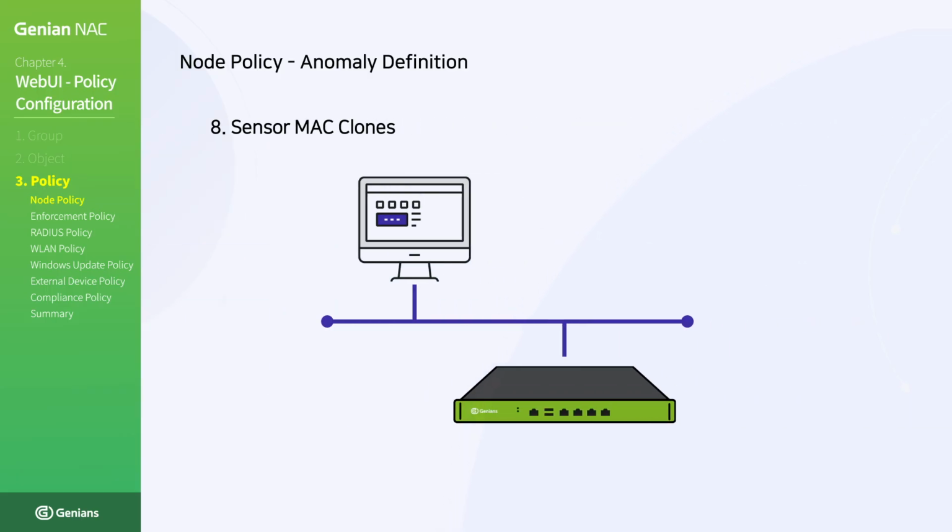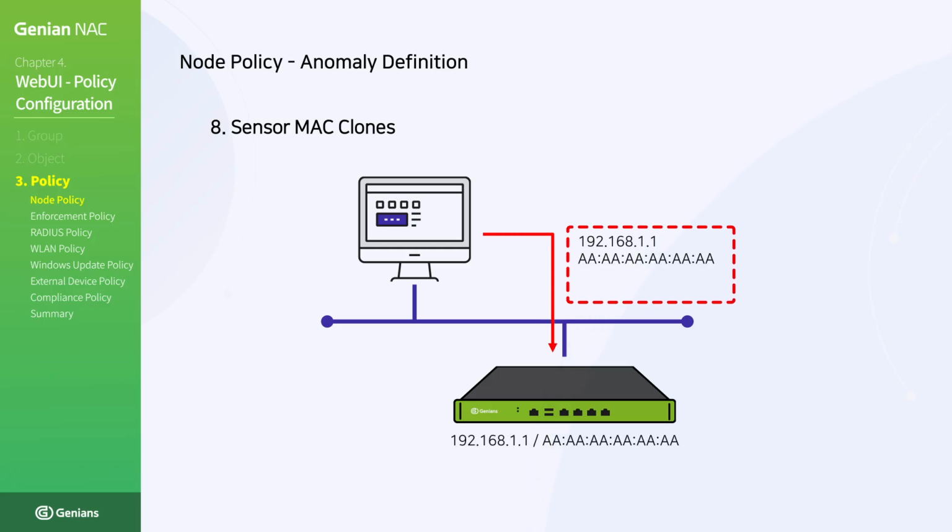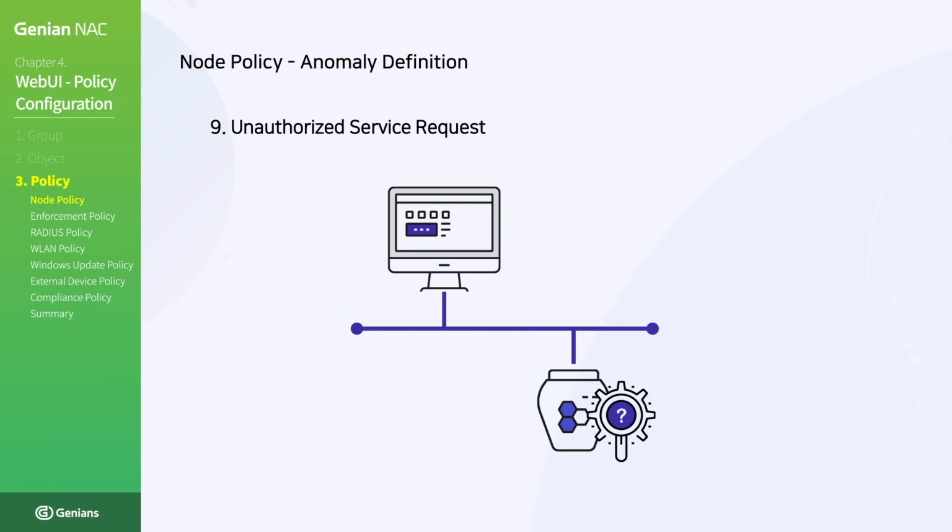The eighth event in Anomaly definition is sensor MAC cloning detection. This event detects malicious attempts to assign the same IP and MAC address as the network sensor to another device. When this occurs, the system flags the device as a threat and ensures the network sensor maintains its role without disruption.